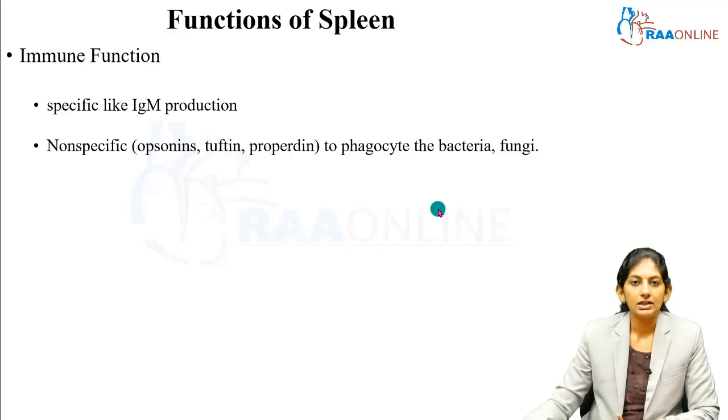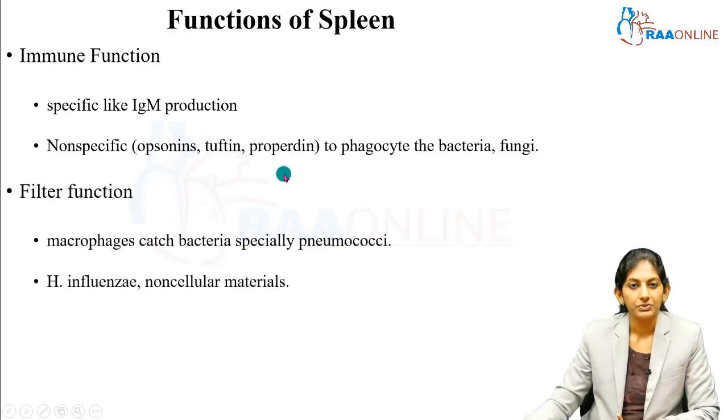So what are the main important functions of the spleen? We all know it is important for immunological function. Specific, like IgM production, and non-specific functions like phagocytosis of bacterial, fungal and other microorganisms through opsonins, tuftsin and properdin. It also acts as an effective filter.